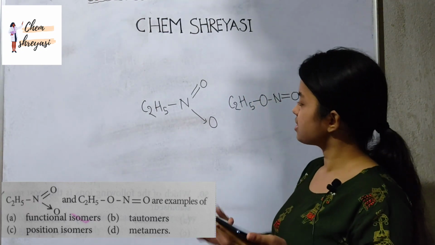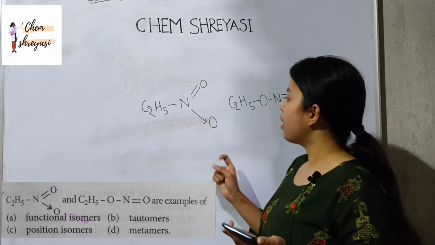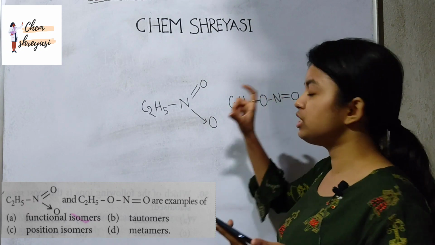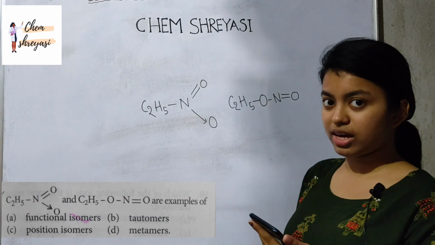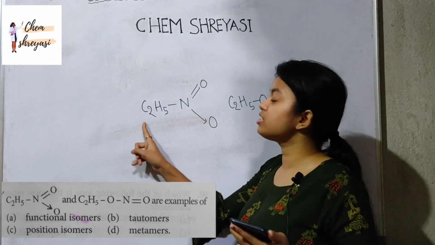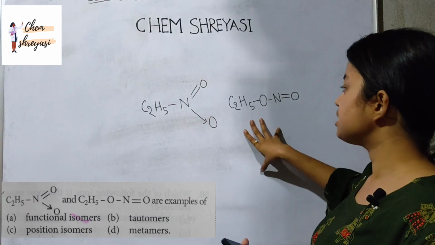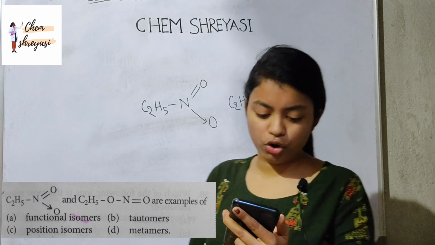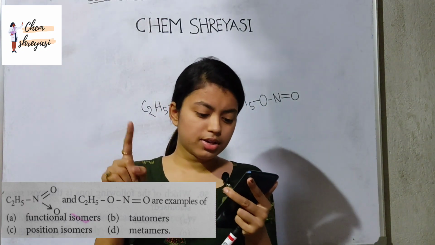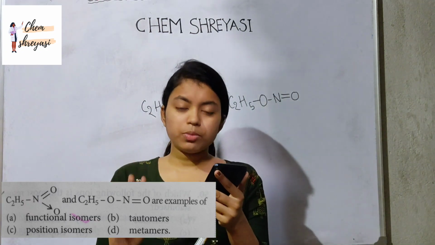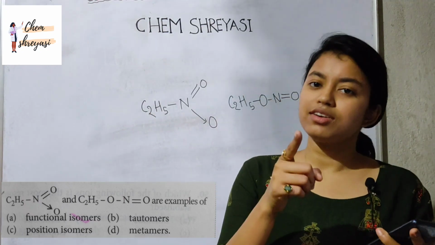So in this case again the molecular formula is same, but the functional group is different because the functional group connectivity is different. The NO2 is same in both the cases, but in the first case the C2H5 is directly bonded with nitrogen of NO2, and in the second case the C2H5 is directly bonded with the oxygen of NO2. So what will be the right answer? There are 4 options: functional isomers, tautomers, position isomers and metamers. So the option A, that is functional isomer, is the right answer.